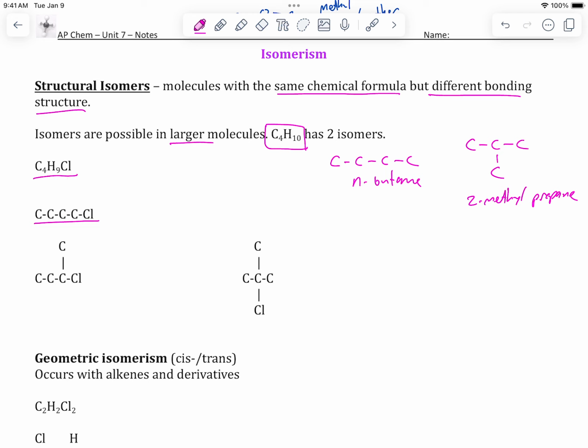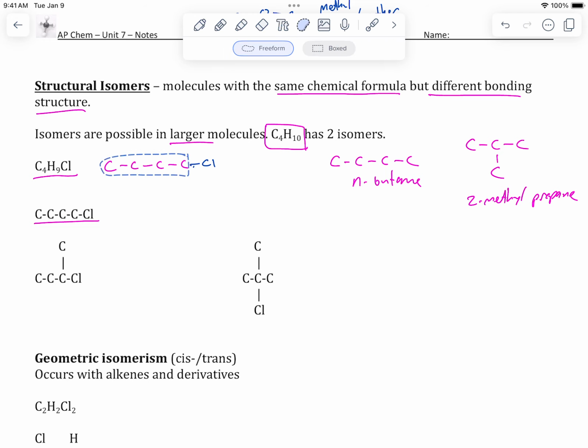C4H9Cl, this is what we call an alkyl halide. Basically it means there's a halogen. So if there's a halogen on something, where are all the places we could put it? Well, we could put it at the end, or you could put it on the second carbon. Anywhere else? How about the third carbon? The third carbon would just flip around and be the second carbon again. Okay? All right.